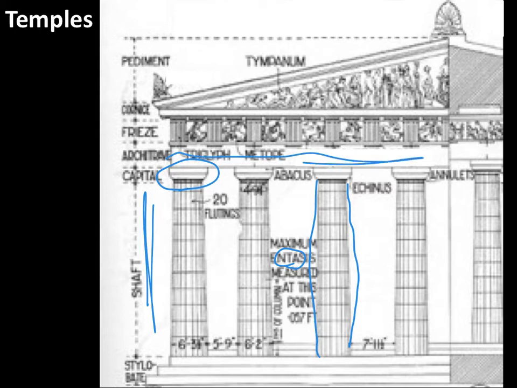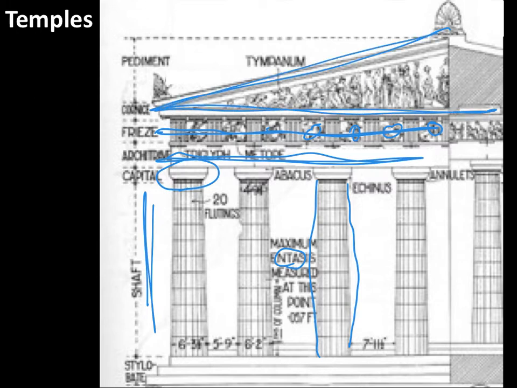Okay, so we have our columns here. We have our beam across called the architrave. There's a decorative element across here with multiple sculptures in there. And then we have our triangular pediment on top with this opening in the middle called the tympanum that then was filled with sculptural decorations.